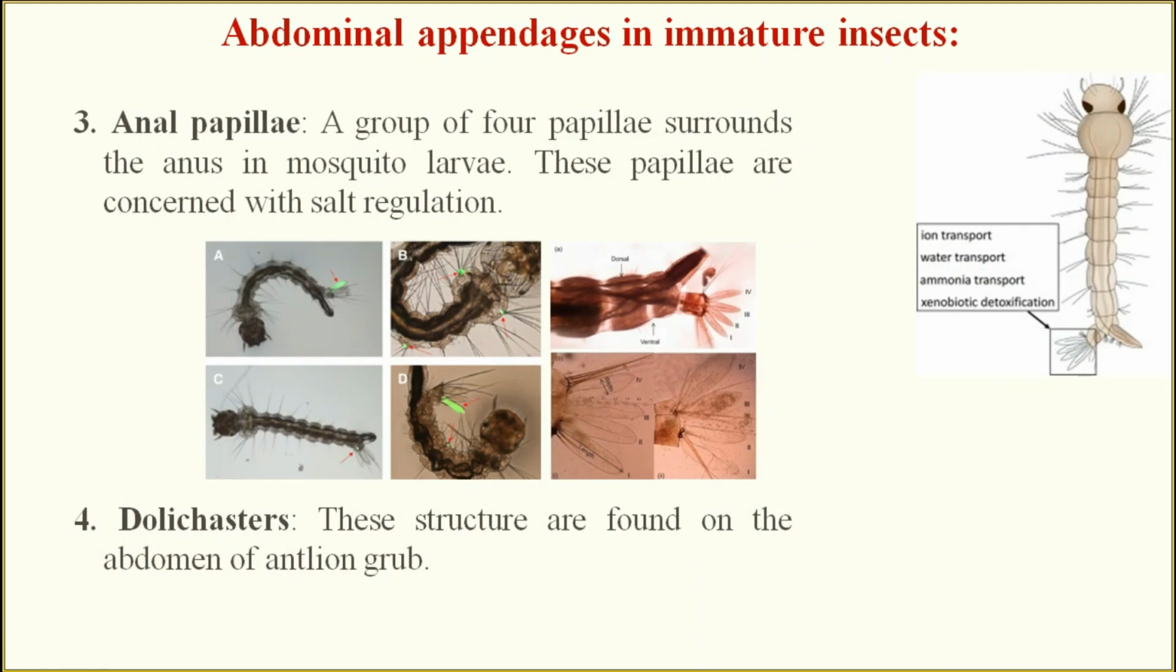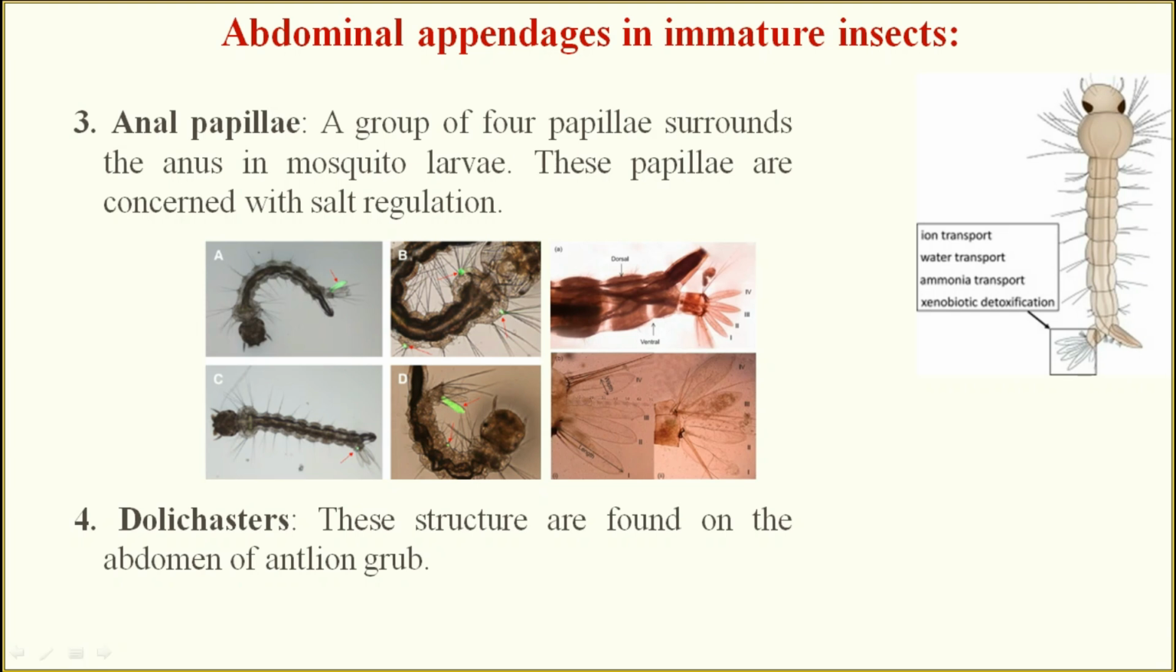Okay. So anal papillae you see: a group of four papillae surrounds the anus in mosquito larva like this. Can you see 1, 2, 3, 4? Yes or no? In mosquito larva, these papillae are concerned with salt regulation. This is the larva of which one? Mosquito, also known as wriggler. If you zoom it, such kind of anal papillae will be there. That is useful for salt regulation. They are aquatic in nature.